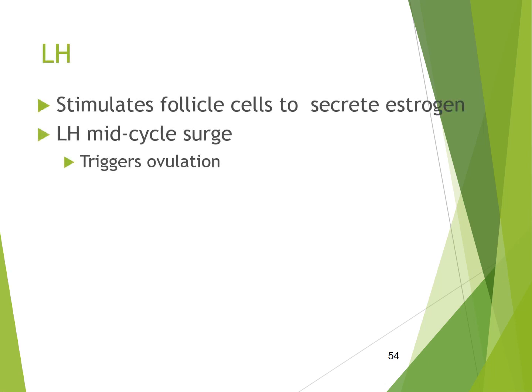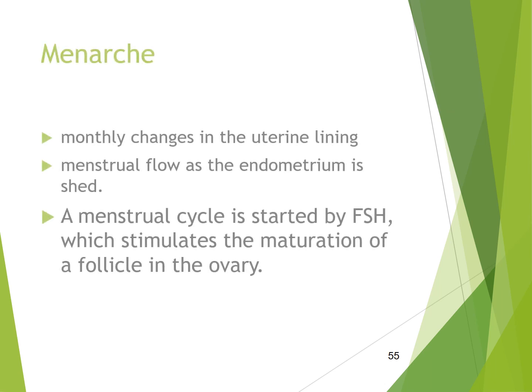Luteinizing hormone stimulates the follicle cells to secrete estrogen. A surge of luteinizing hormone mid-cycle triggers ovulation. Menarche is defined as the first menstrual period. These are monthly changes that occur in the uterine lining. Menstrual flow occurs as the endometrium is shed. A menstrual cycle is started by follicle-stimulating hormone, which stimulates the maturation of a follicle in the ovary.